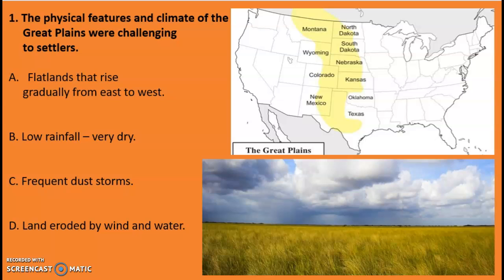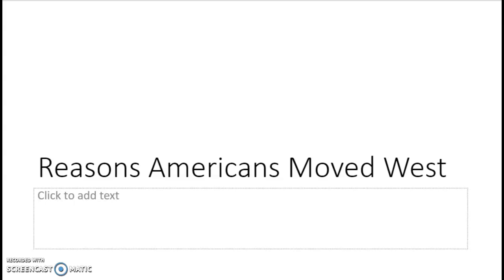Also, the land was eroded by wind and water. So, the parts that did get water, the water would be so strong that it would peel away at the land. And then, like I just said, when you have dust, particles are moving from place to place, and they're being blown away. But we know that eventually we're going to have people settle out there. So in the next section, we're going to talk about why.